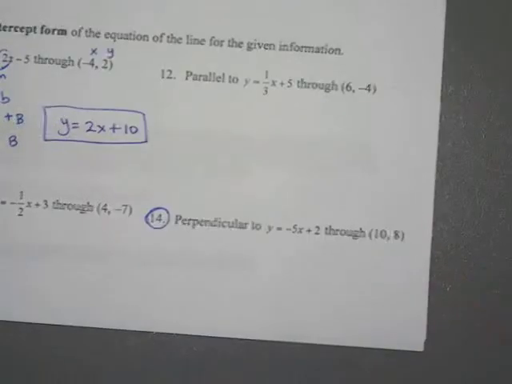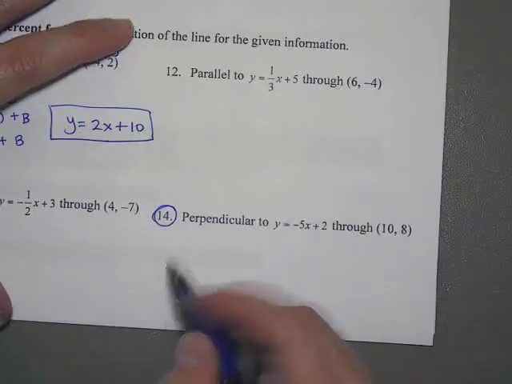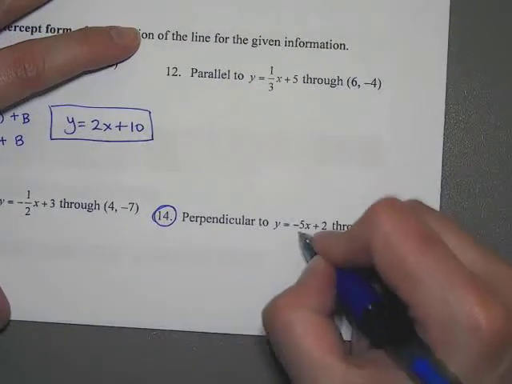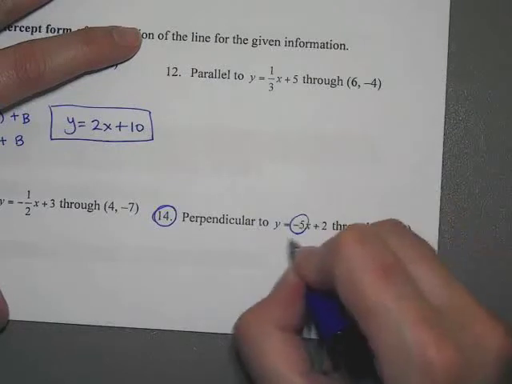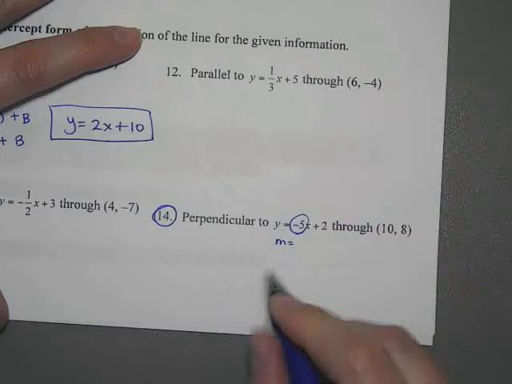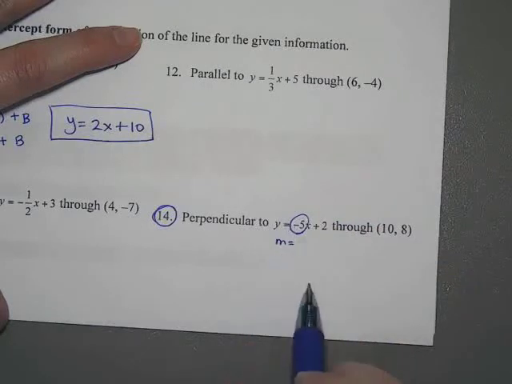All right, 14 is a little bit different. Perpendicular lines, we have to do 2 things to the slope. They don't have the same slope. They are going to touch. They're going to cross each other. So we have to look at the slope of this line, which is -5, but we have to change it. Instead of continuing to be -5, we do 2 things. First, we change the sign. This slope was negative, so our new slope will be positive.